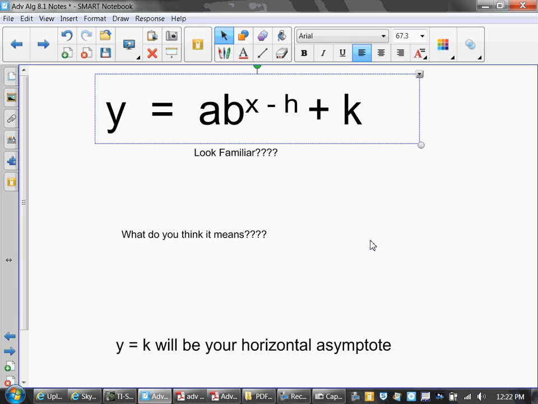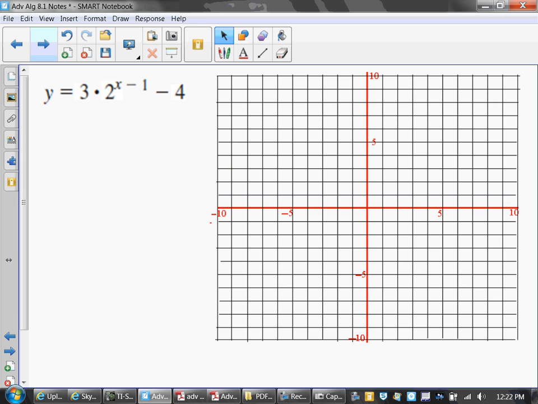When you go to graph these things, just like we graphed cube root functions and square root functions, the first thing you're always going to graph is the parent function. So let's look at an example. I have y = 3 times 2 to the x minus 1, minus 4. Anytime I've got a problem like that, what I'm going to do is label out a, b, h, and k always to start with.